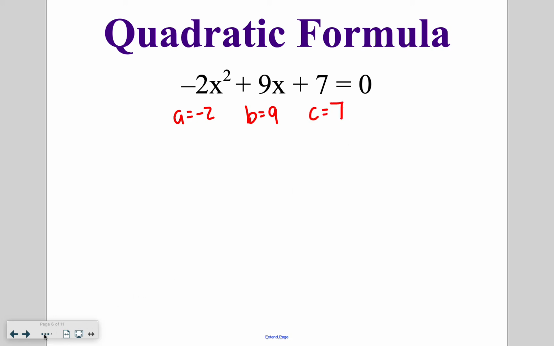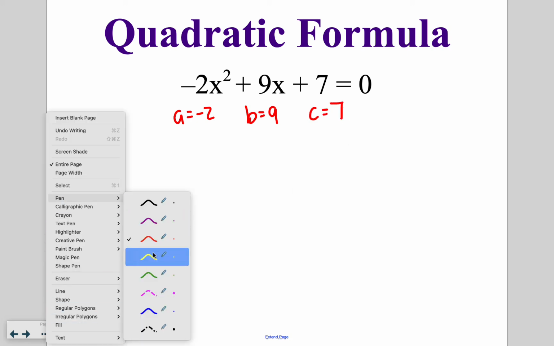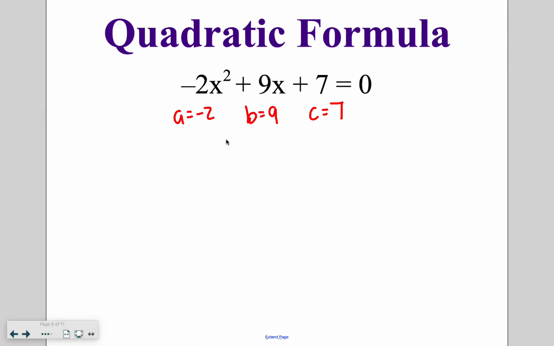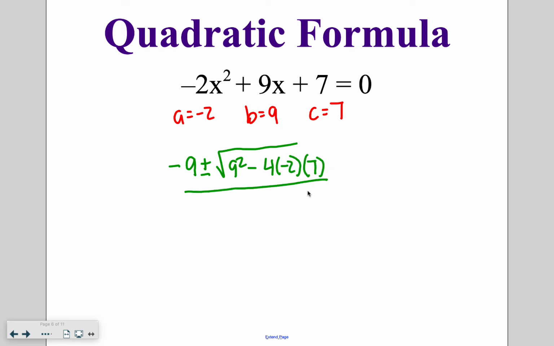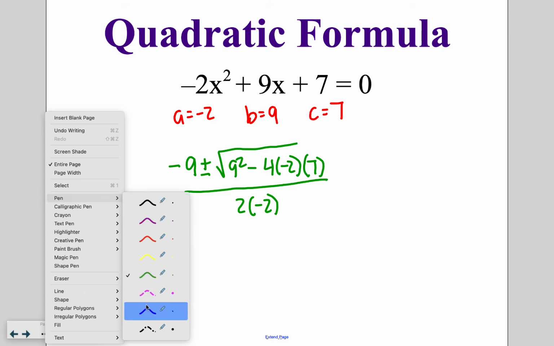That's the best part about this quadratic formula: it doesn't matter if the numbers are positive, negative, big, or small, we can plug all these numbers in. So we're going to go the opposite of b, so -9 plus or minus the square root of b squared, so 9 squared minus 4 times -2 times 7, all over 2 times our a value, which is -1. Then we're going to continue simplifying.